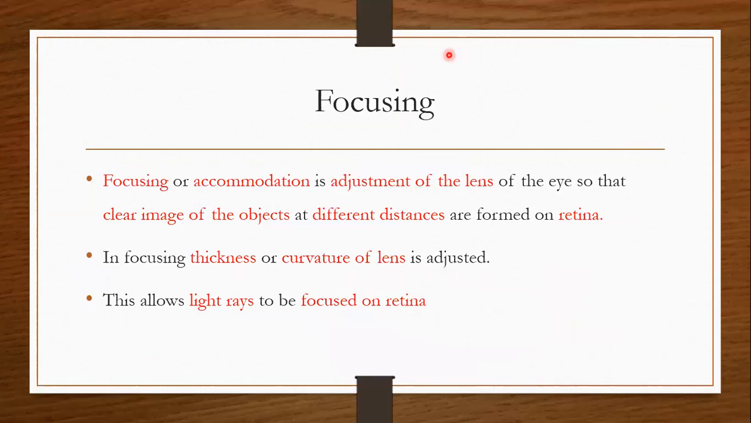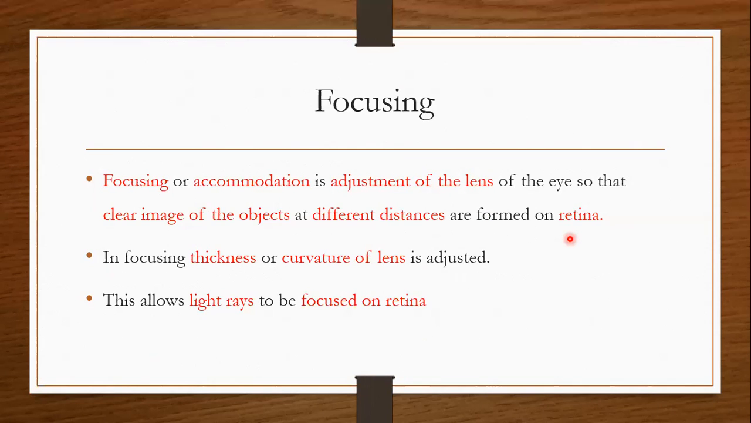Focusing. What is focusing? Focusing or accommodation is adjustment of the lens. Why is this adjustment of the lens done? So that a clear image of objects at different distances can be formed on the retina. Sometimes you have to focus on a near object, like when you want to read a book. So you have to focus on a book that is near to you.